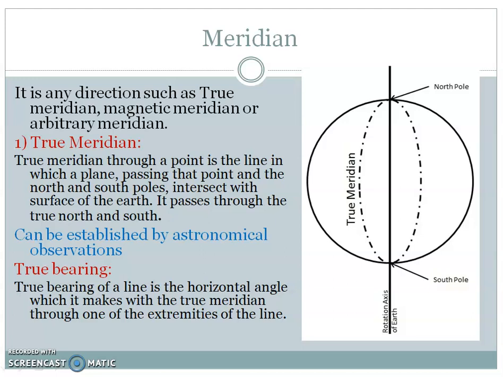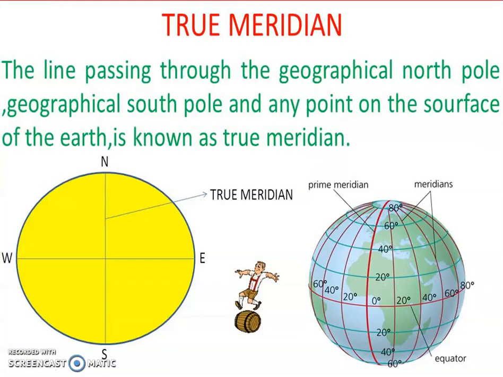Now with respect to true meridian, there is something called true bearing. True bearing of a line is the horizontal angle which it makes with the true meridian through one of the extremities of the line. We will understand this bearing in another diagram which I will show further. So this is true meridian.